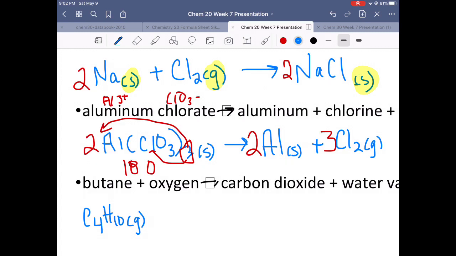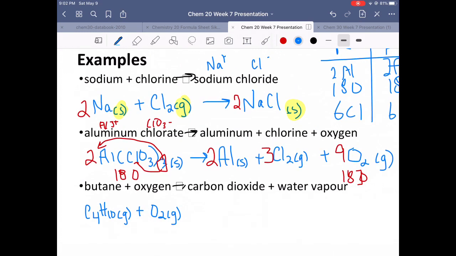Like I said, that's on your notes. Oxygen, though, I would expect you to write it diatomic, O2 gas. I would also expect you to know that carbon dioxide at room temperature is a gas. It's a very familiar molecular compound. And water vapor, hint, hint, it's vapor. Vapor means gaseous. So this is H2O gas. Okay.